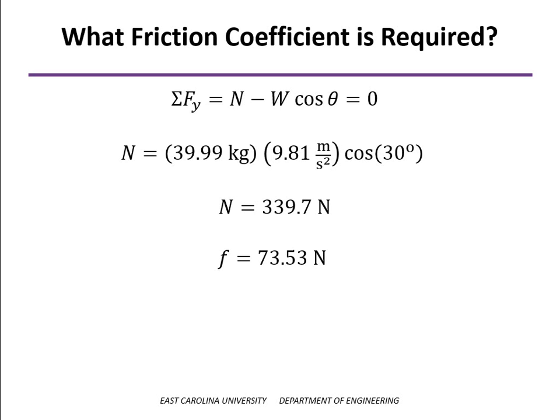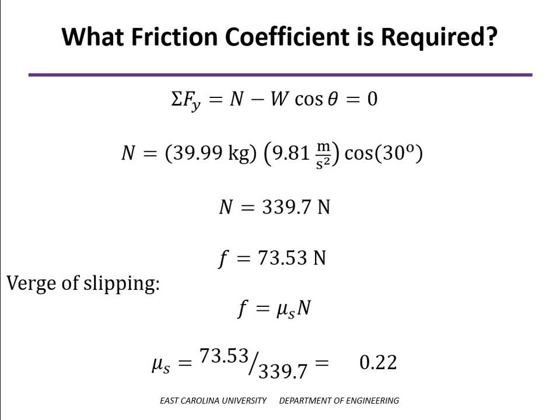So if we look at that and also look at the friction we just calculated, if we're on the verge of slipping, in other words, to calculate the minimum coefficient of friction that's required, we set the friction force equal to the static coefficient of friction times the normal force. That's the maximum friction force we can have. And so it turns out that the coefficient of friction is 0.22. So if we're greater than that, which we were in our simulation with 0.5, then we are not going to slip.